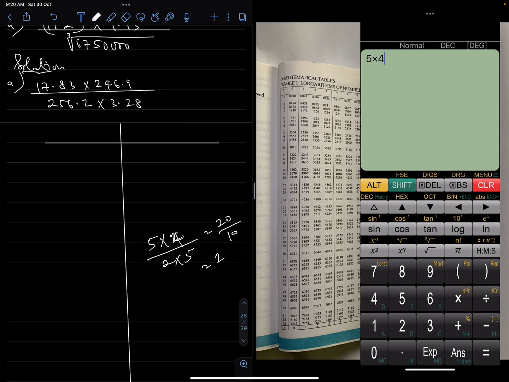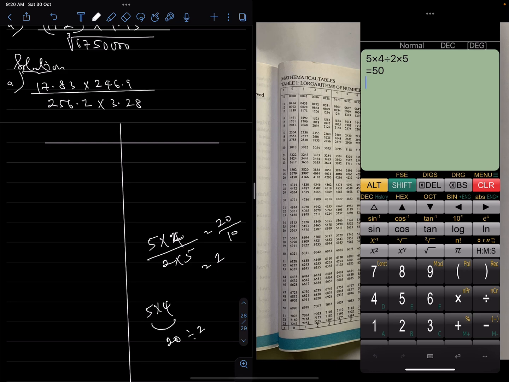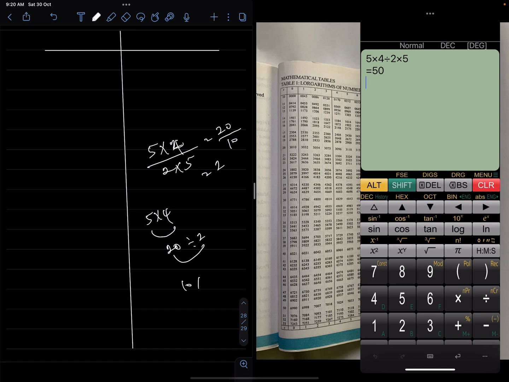Redo that. Can you see? That's wrong. You'll be wondering why it is wrong. It's because what you are inputting is different from what you actually want to do. What your calculator will do is 5 times 4, 20, divided by 2, 10, and then times 5, which is 50. But what you're actually supposed to do is to divide the product of 5 and 4 by the product of 2 and 5.